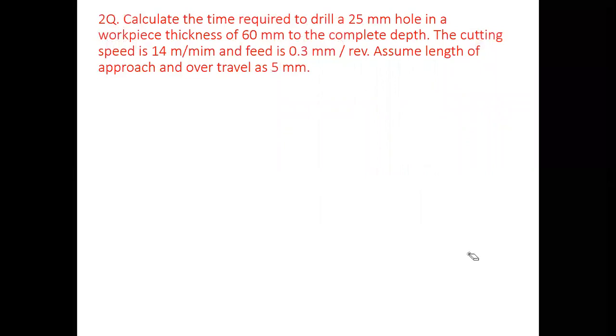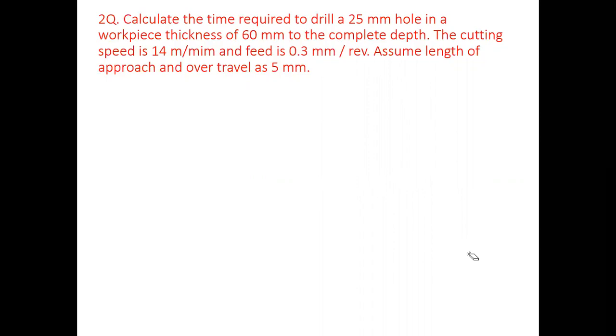So one more problem we can take. This is actually a previous year's question paper. Calculate the time required to drill a 25 mm hole in a workpiece with a thickness of 60 mm, to complete the depth. The complete workpiece depth is 60 mm, and the drill hole is a complete through hole, so its length is 60 mm.